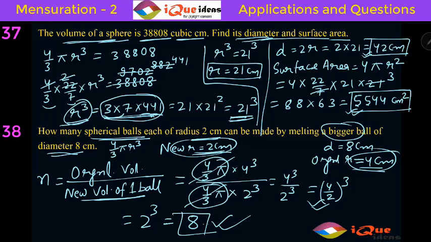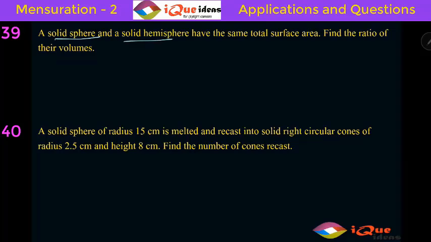Okay, now let's go to the next question. Now this question says a solid sphere and a solid hemisphere have the same total surface area. This is a really tricky question. Okay, find the ratio of their volumes. Let's see. If there is a solid sphere and the radius is r, the total surface area will be 4 pi r square.